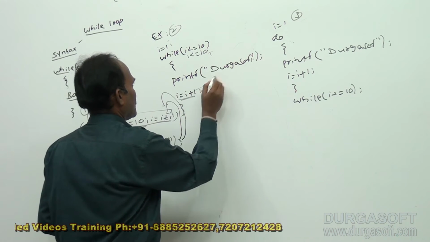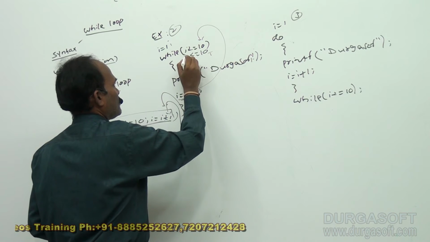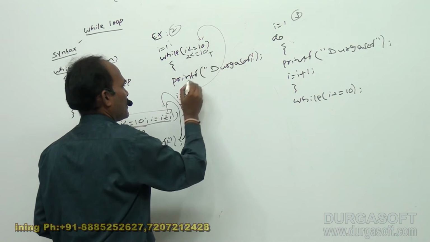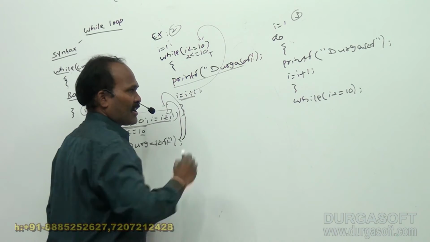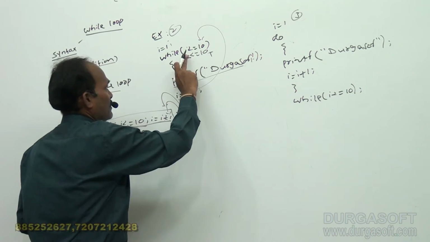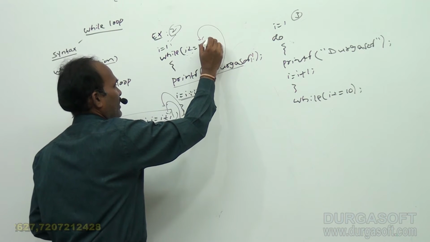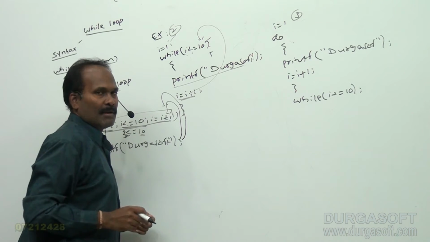So once again the condition will be tested. Here the i value becomes 2. Since 2 is less than or equal to 10, the condition is true. Once again control comes to the loop, and the DURGASOFT message will be printed for the second time. Like that, the DURGASOFT message will be printed 10 times, because the difference between the initialization value and the ending value is 10. So between 1 and 10, the DURGASOFT message will be printed.